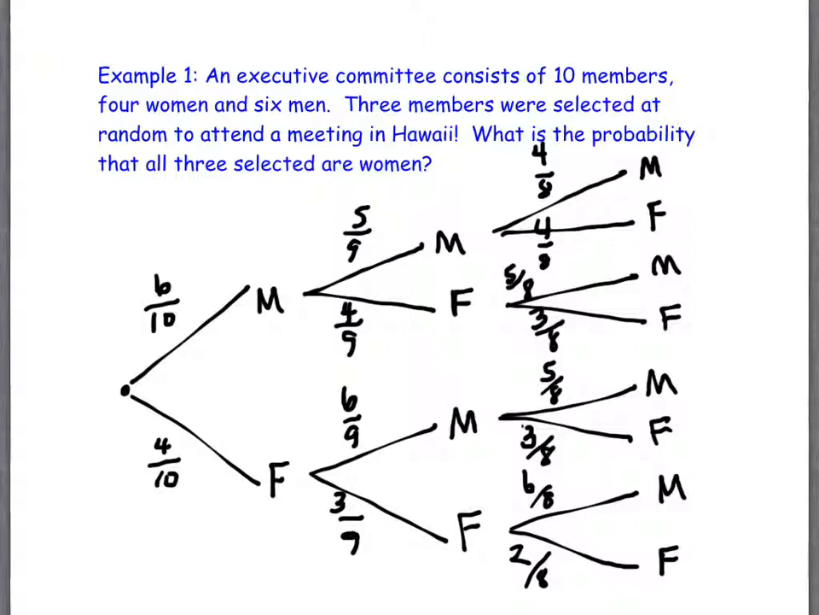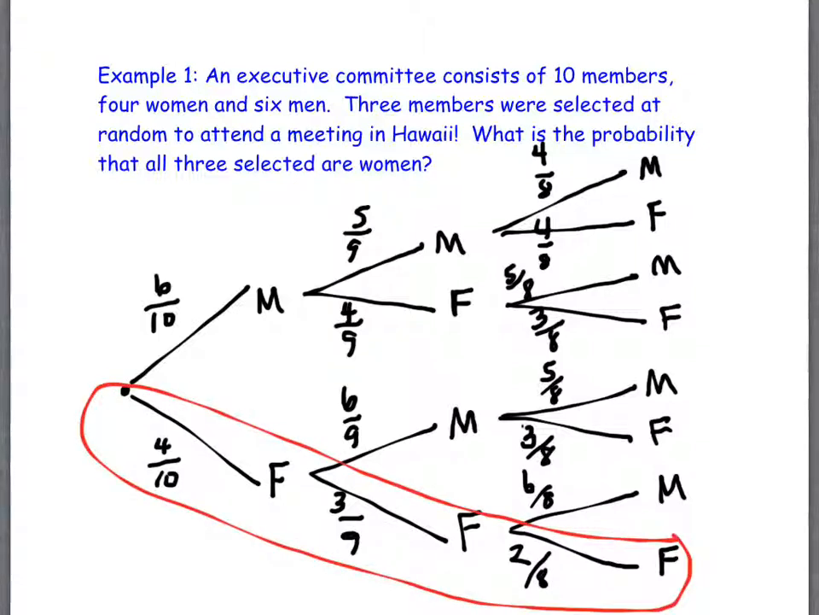Okay, we're about to answer the question, though, all right? We're going to use this diagram to answer our question. Our question asks, what's the probability that all 3 selected are women? So do you see the branch that answers that question? Yeah, it's this one down here, right? So what would I find? How would I use that information to find the probability that all the people selected are women? Yes, I would multiply those 3 fractions together.